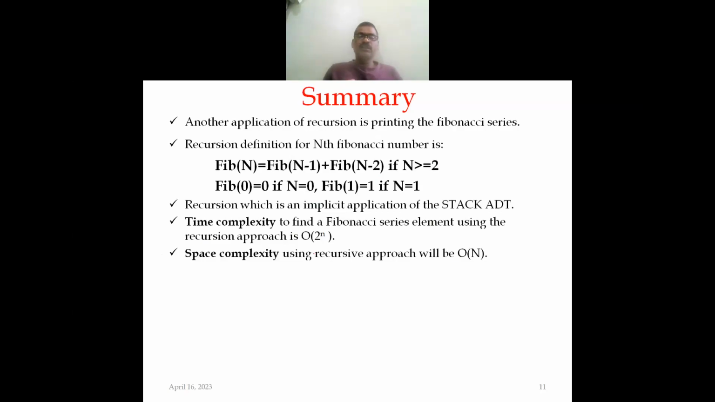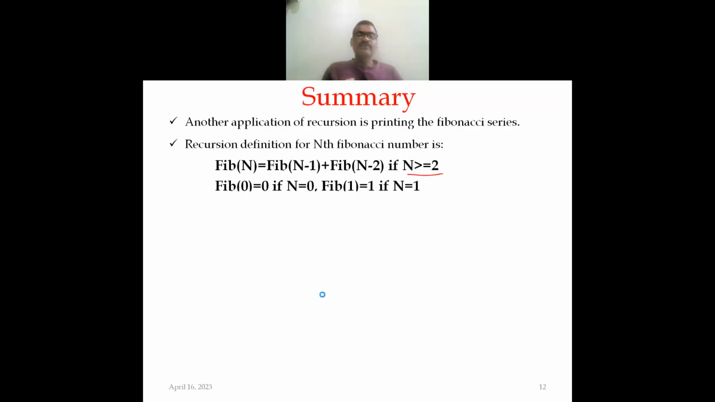The recursive definition of the nth Fibonacci number we have given as fib of n is equal to fib of n minus 1 plus fib of n minus 2 if n value is greater than or equal to 2. Otherwise, fib of 0 equal to 0 if n equal to 0, fib of 1 is equal to 1 if n is equal to 1. So recursion, which is an implicit application of the stack ADT, we have seen that, and the space complexity of this recursive call for printing of the Fibonacci series is big O of n, and the time complexity for finding this Fibonacci series is big O of 2 power n. So which is the highest time complexity this particular Fibonacci series is going to take, 2 power n.